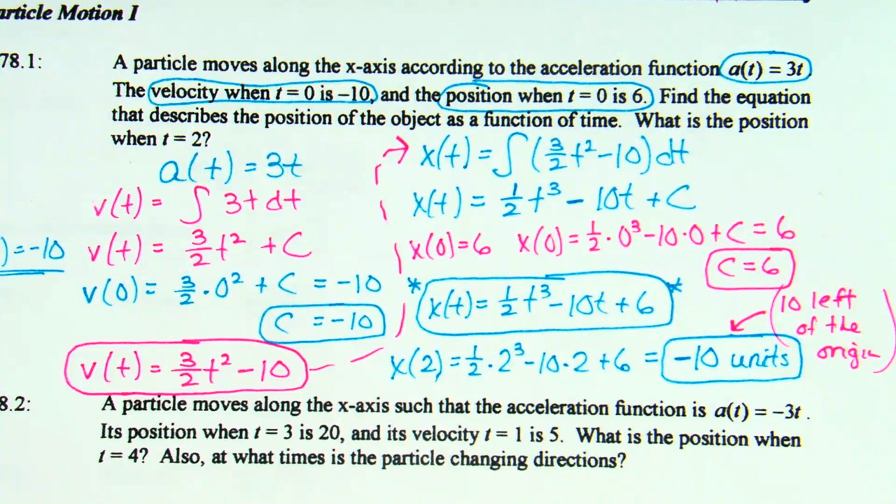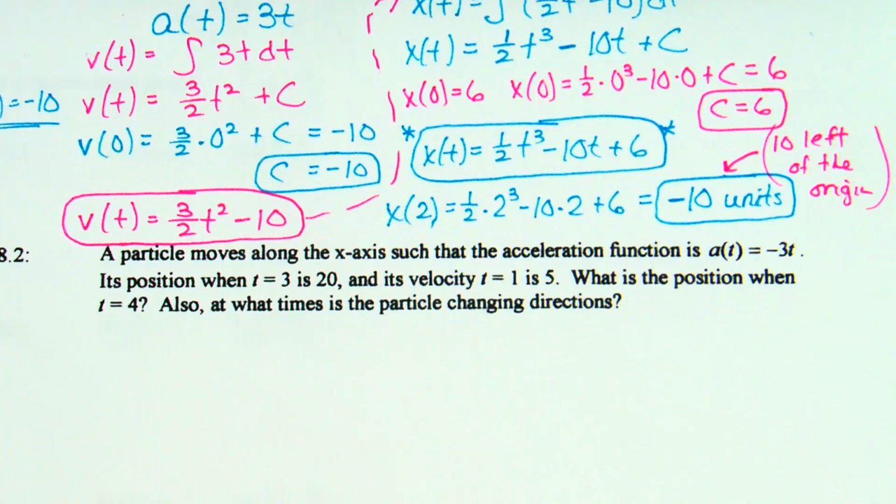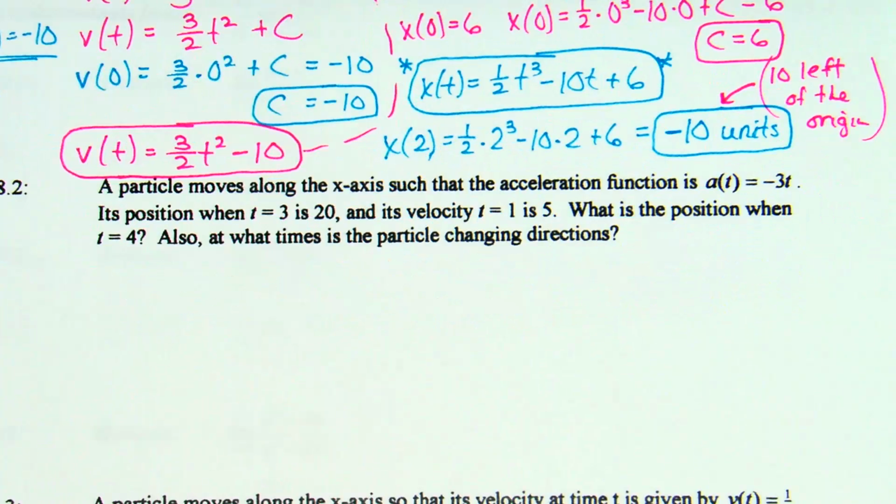Okay, let's try example 2. A particle moves along the x-axis such that the acceleration function is a of t equals negative 3t. Its position when t equals 3 is 20. Its velocity when t equals 1 is 5. What is the position when t equals 4? Also, at what times is the particle changing directions? Got all that?